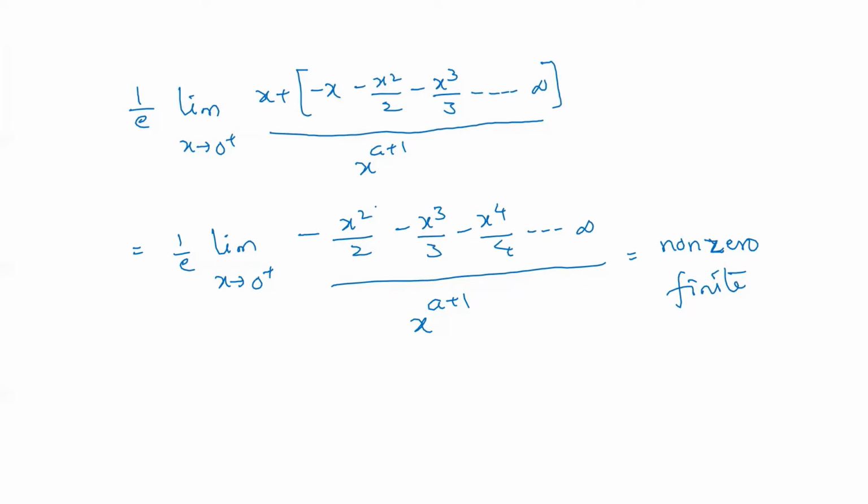And if a plus 1 is bigger than 2, when we divide this x square term with the x raised to a plus 1 term, we are going to get the answer as not finite, but they are saying it is finite. So a plus 1 cannot be smaller than 2, a plus 1 cannot be bigger than 2, so that actually means a plus 1 should be equal to 2. Then only we are going to get our finite answer, because all these other terms will become 0. When we do minus x square by 2 upon x square, that is going to give you the answer as minus 1 by 2.